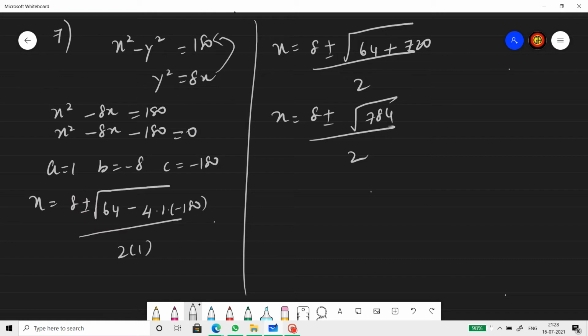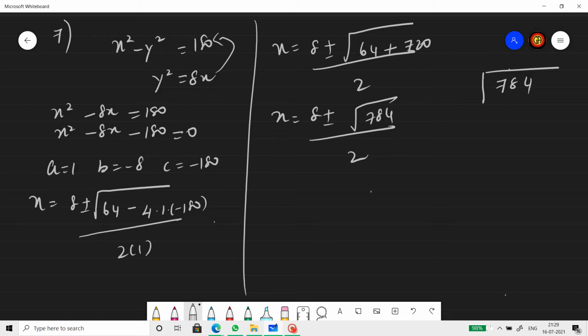Okay, so now we have to solve this: x equals 8 plus or minus root of 784 by 2. Now, if you know how to find the square root, that's well and good. I'll teach you how to find the square root in this question, 784.